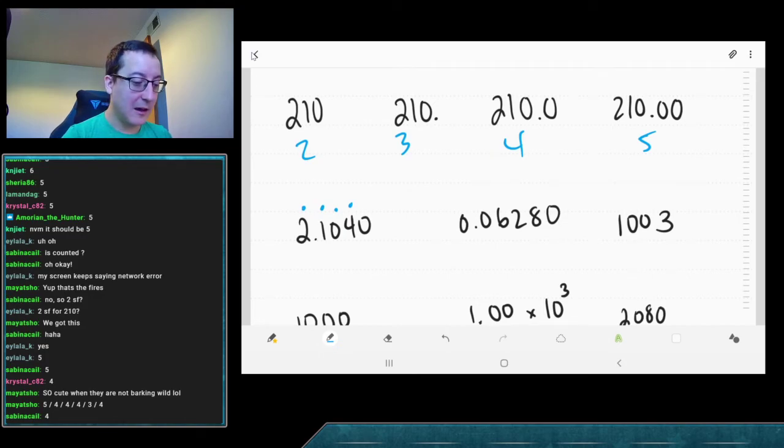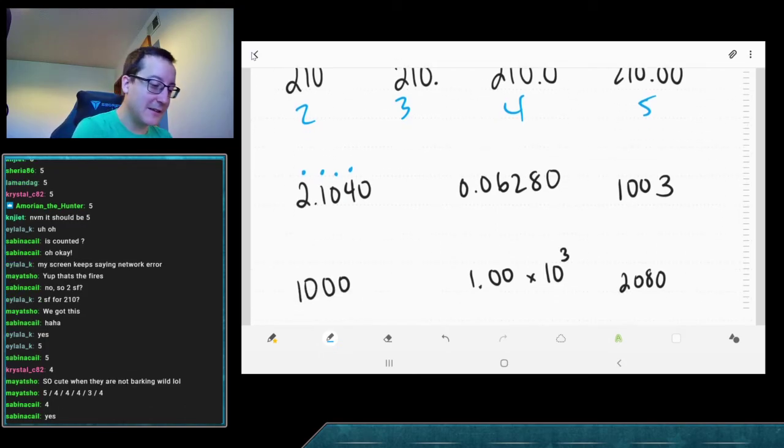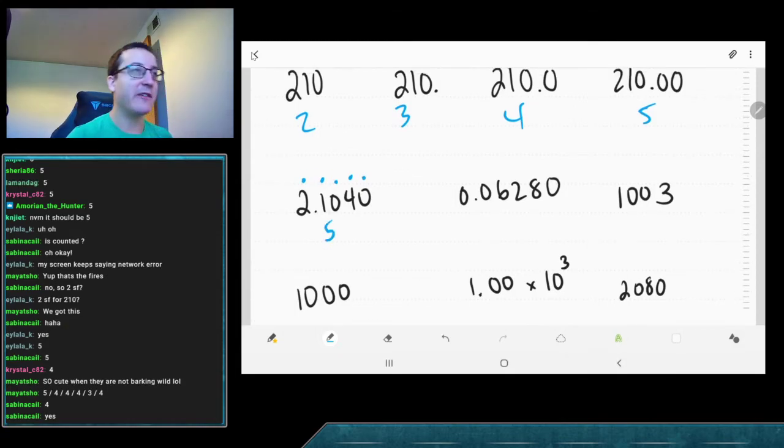Okay, so yeah, we have a decimal here, right? So that tells us that this 0 is significant. So this will have 5 sig figs.